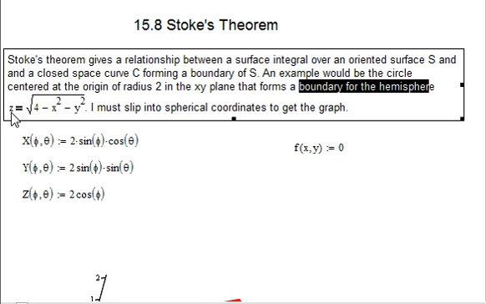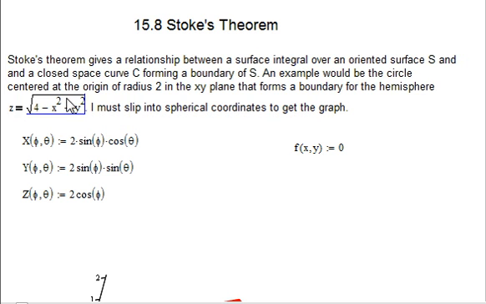By the way, you recognize if you square both sides, you get eventually x squared plus y squared plus z squared equals 4. So it's a sphere of radius 2. This is only a hemisphere because z equals the positive square root only.